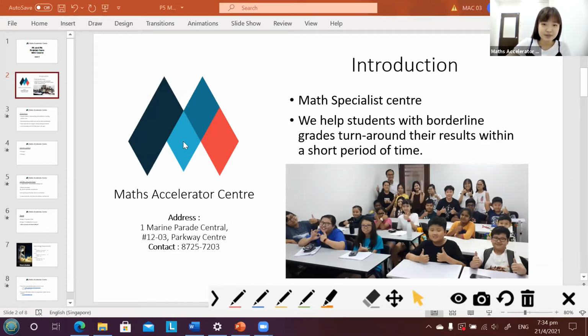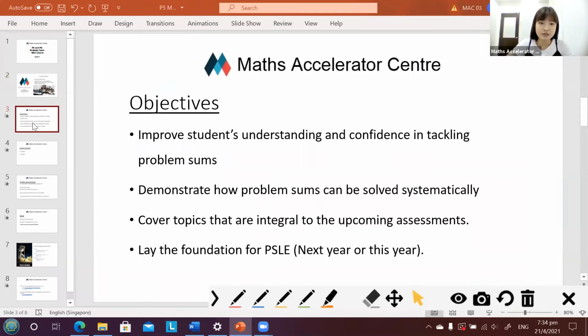If you're struggling with problem sums, the problem sums will be very difficult for you to tackle sometimes. So when you come here, we can help you to solve the questions and teach you the step-by-step approach on how to tackle your problem sums. So what's the objective of these lessons? It is to improve the students' understanding and confidence in tackling problem sums.